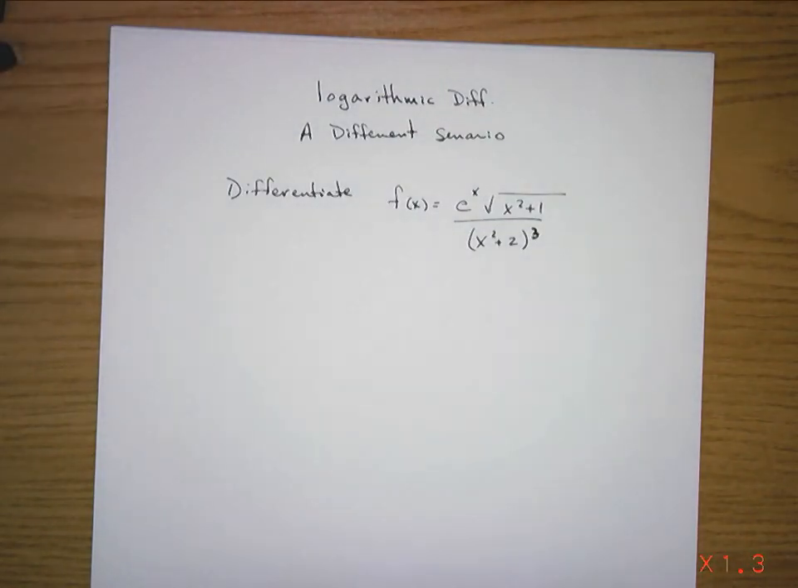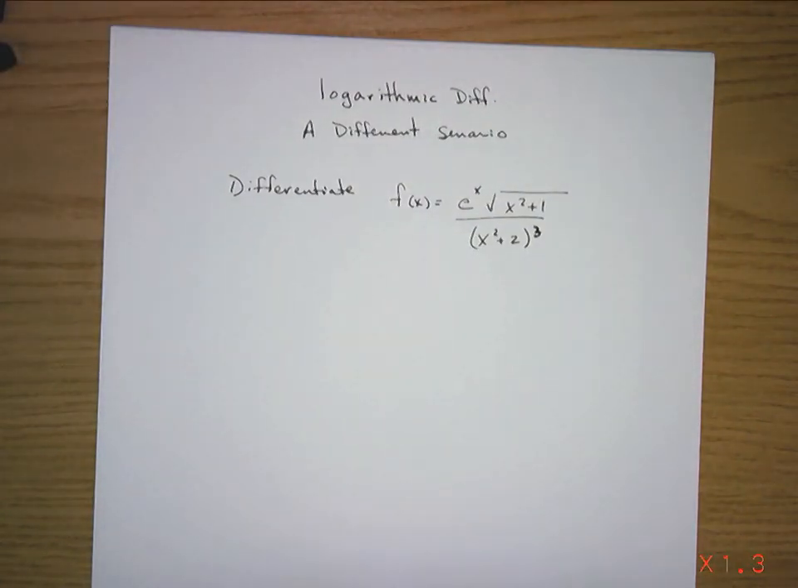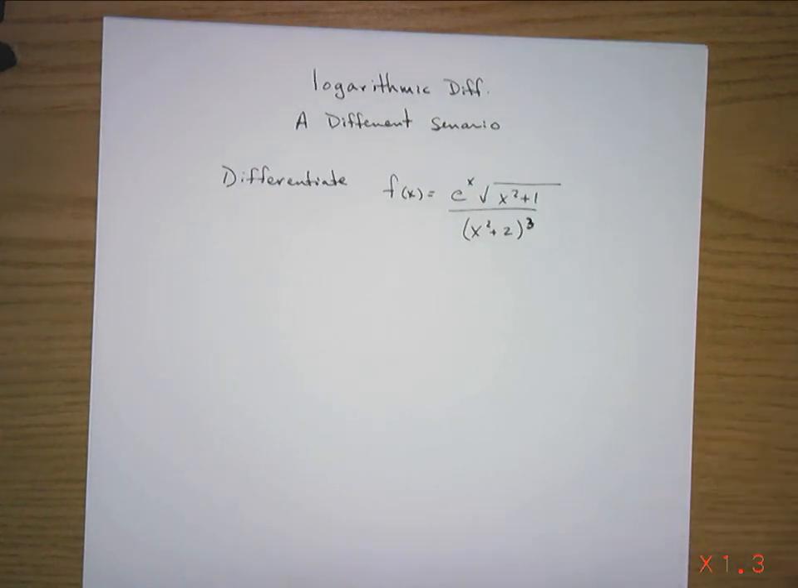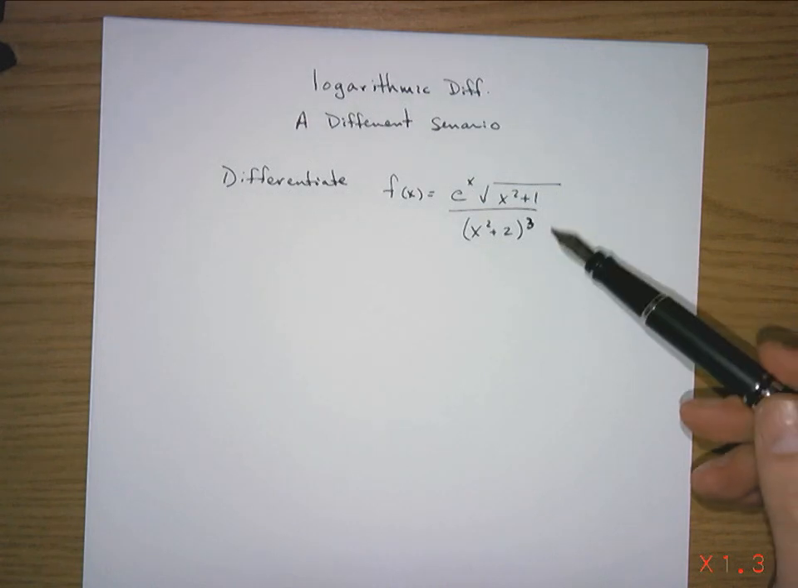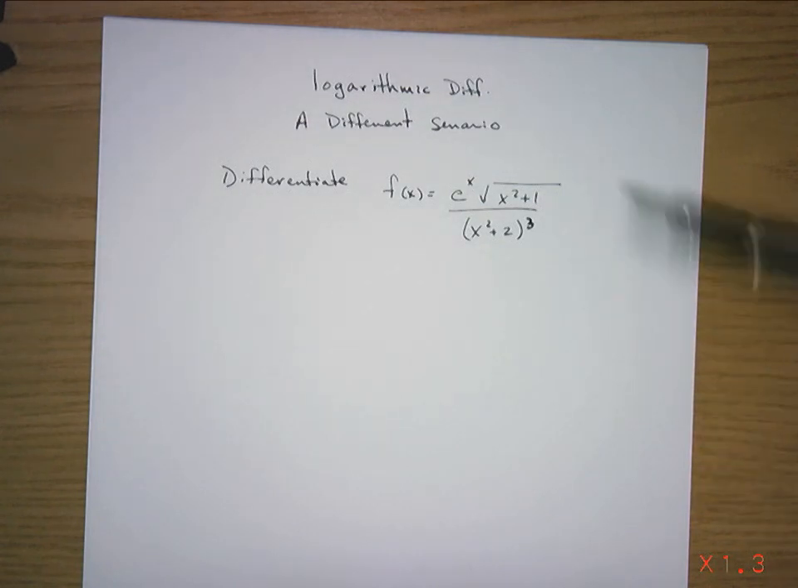Hello ladies and gentlemen, so here's another question that's involving logarithmic differentiation. It's a different scenario than the last one. We don't have that special function that's variable to a variable in this case. In this case we have just an ugly looking function. We can use logarithmic differentiation to help us out here.